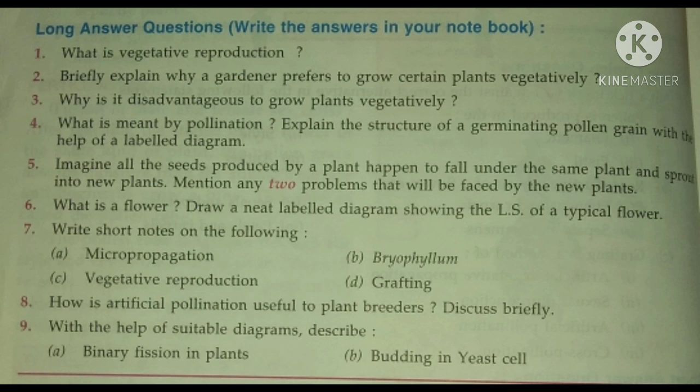Next one is budding in yeast cell. It is also in page number 15, where you will get budding. You write points, then draw the diagram of how the budding process takes place in the yeast cell. That is the answer. So you have to check your answers. If answers are not proper, please make them proper, and wherever a diagram is required, draw the diagram neatly. Okay, thank you.